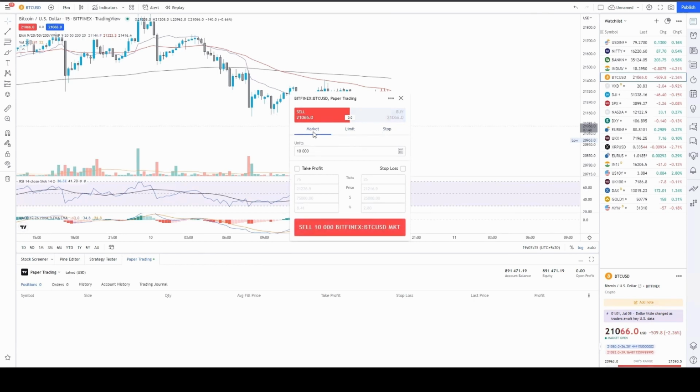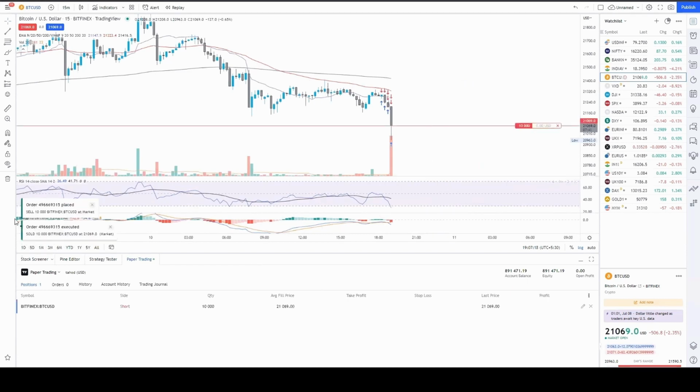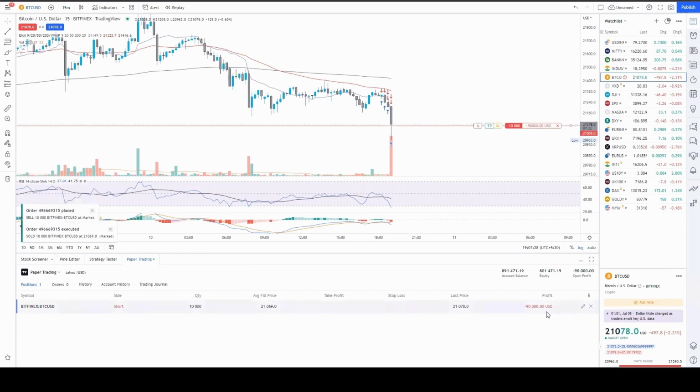In our case, since Bitcoin is dipping a lot, I'm going to use the market order and I'm going to sell 10,000 units of Bitcoin. Sell. You can see that the order has been executed. The side is short. This is the current profit or loss our position is currently in.